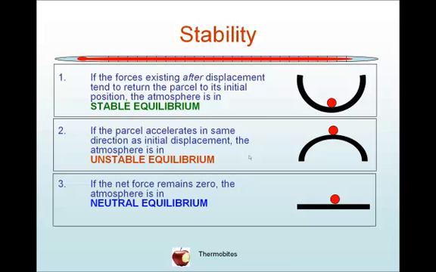Finally, we have a neutral equilibrium where there's zero net force after the initial perturbation. In the case of our marble, we've got a surface and you push the marble along and there's no force either way to either return it to its initial position or accelerate it away. In the real atmosphere, this would be equivalent to giving a parcel of air a small perturbation, and after that perturbation, the parcel's still at the same temperature as the environment, so there's no buoyancy force in either direction.